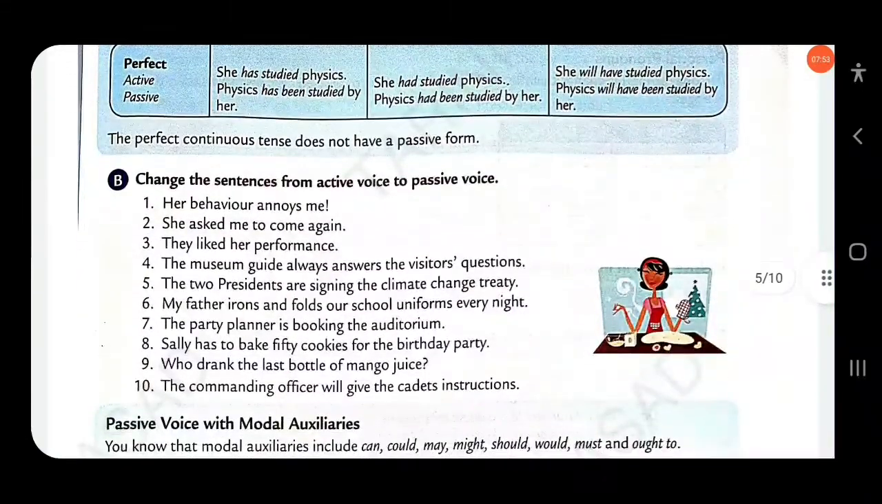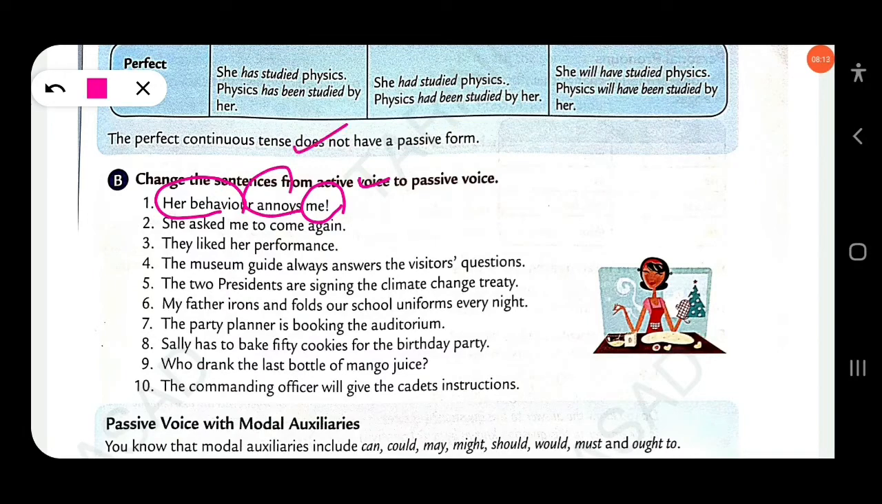Then next, change the sentences from active voice to passive. So when you change active to passive, first you have to identify the subject, then the object and the tense of the verb. So here: her behavior annoys me. The object is me and the subject is her behavior, and the verb is written in simple present. So the structure of passive simple present is is, am, are plus V3.